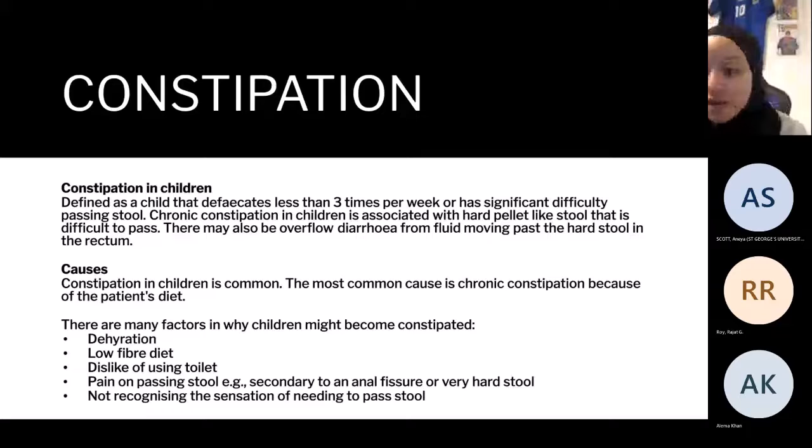Something for you to note as well is the Bristol stool chart. It's always important to know the type of stool the patient is having. If they're having pellet-like stool, then we know that's type 1, and that means they're very constipated. And the softer it becomes, the less constipated it is.